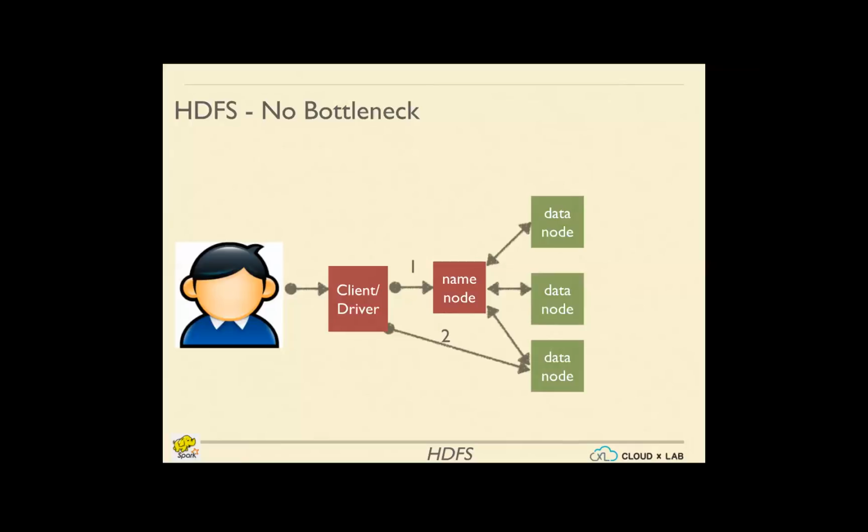Sudhakar's question is, what does the bidirectional arrow between name node and data node indicate? It basically means that name node also talks to data node, and data node also talks to name node. Every data node keeps informing the name node about its status, and name node keeps on informing data nodes to copy this data from this place to that place.